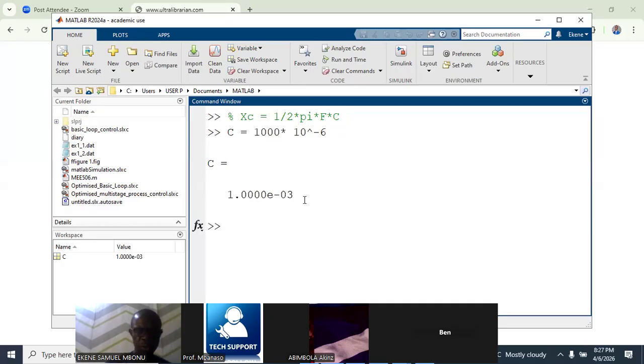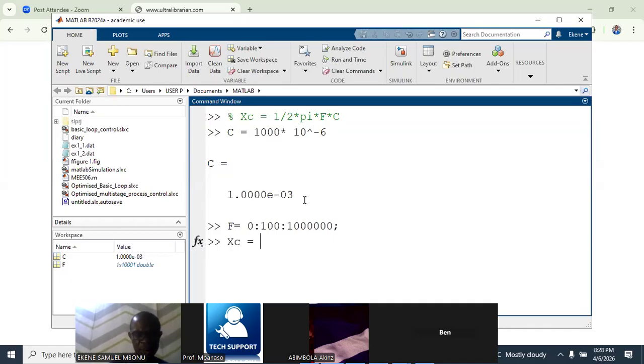Okay, so let's say that our F begins from 0, at an increment of 100, up to 1 megahertz. We suppress it. If we don't suppress it, it will be too much when it displays.